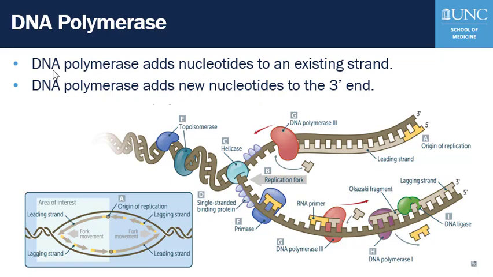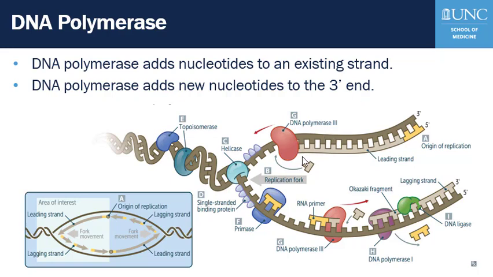But there are a couple of characteristics of polymerase that affect how replication proceeds. So first, DNA polymerase can only add nucleotides to an existing piece of nucleic acid. It can't start a new strand of DNA from scratch. And second, DNA polymerase can only add new nucleotides to the 3' end of a nucleic acid strand.